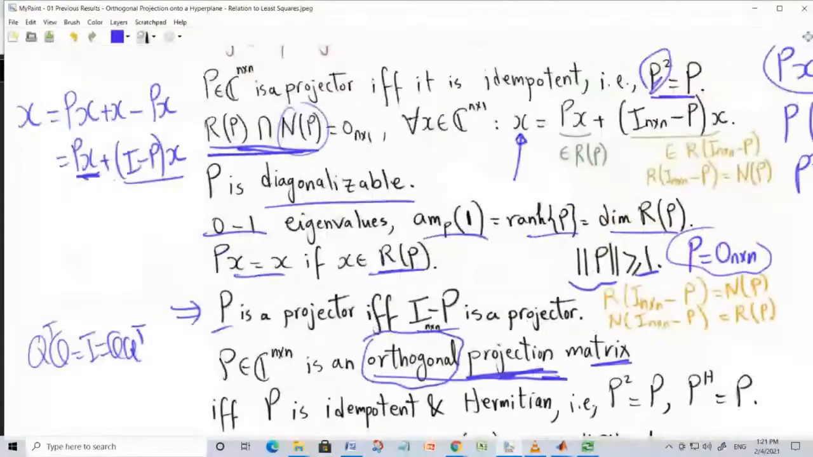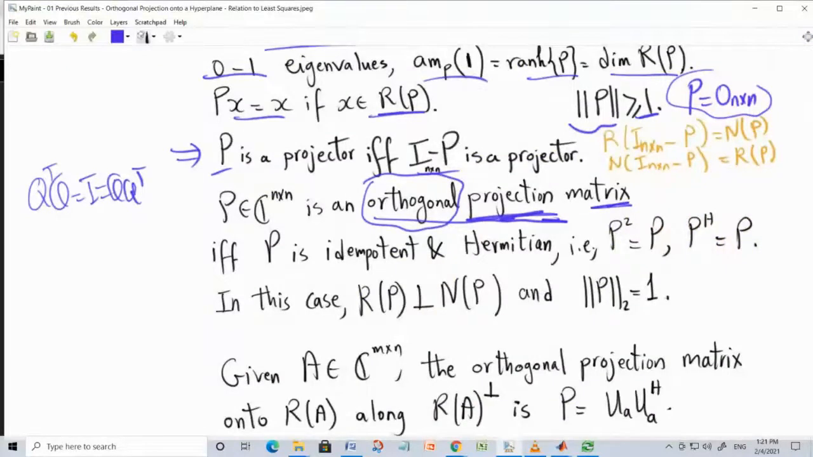The difference between this and the general case is that it's not only that the range of P and the null space of P have a trivial intersection. In fact, they are orthogonal. They are perpendicular to one another, which means that if you take any vector in the range of P and any other vector in the null space of P, their inner product is exactly equal to 0. So an orthogonal projection matrix has the additional feature that the range is perpendicular to the null space.